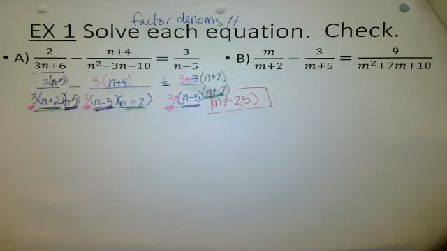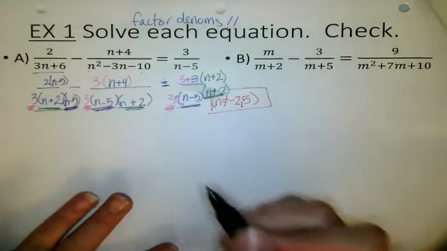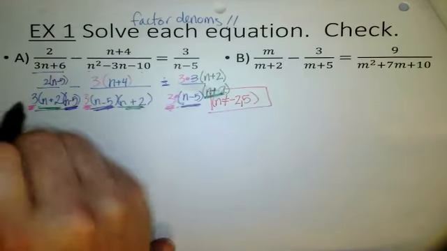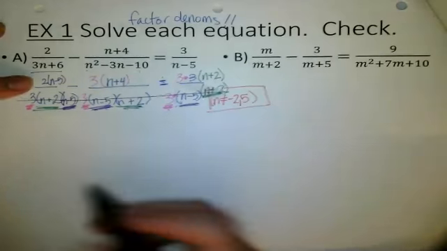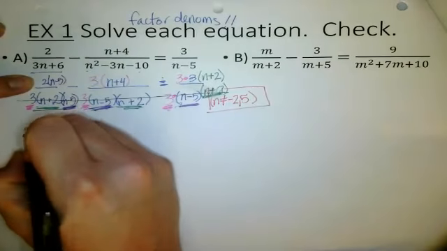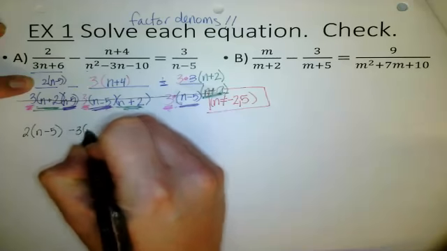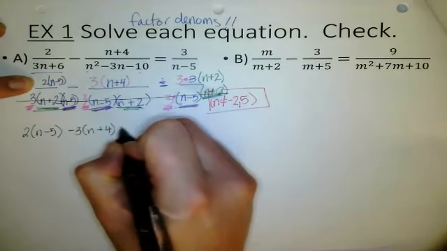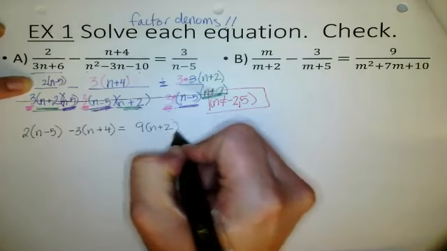Okay, now that all the denominators match, I can forget about them. All right? So I can get rid of those denominators, and I'm left with just my numerators, 2 times the n minus 5 minus 3 times the n plus 4 equals 9 times the n plus 2.